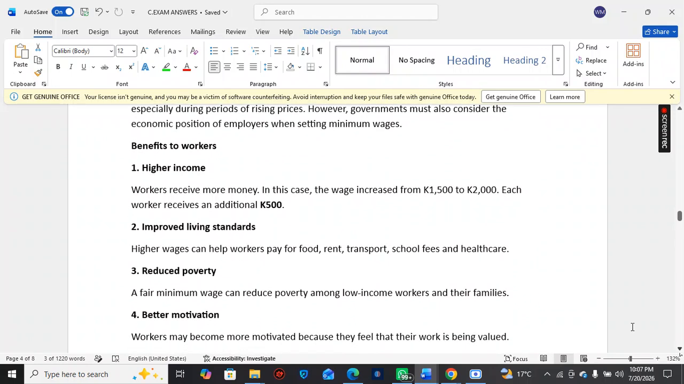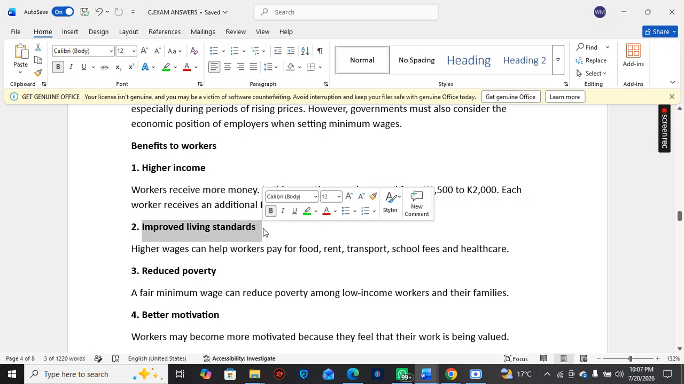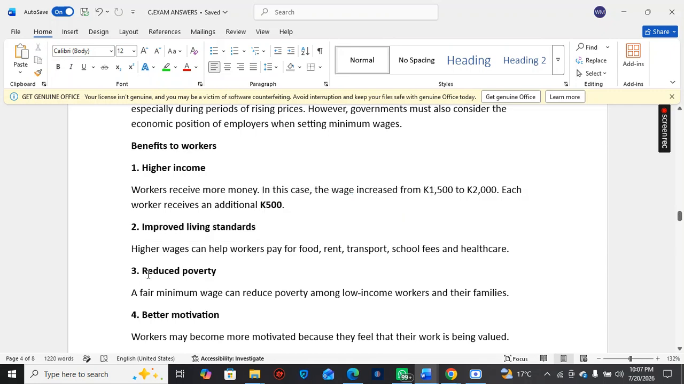So benefits to workers, higher income. This is for the seven workers. The income increased by 500 kwacha. Since their income increased, improved living standards theoretically. Because even though your income increases by 500 kwacha, in reality maybe your living standards might change a bit. But yes, improved living standards. Reduced poverty.